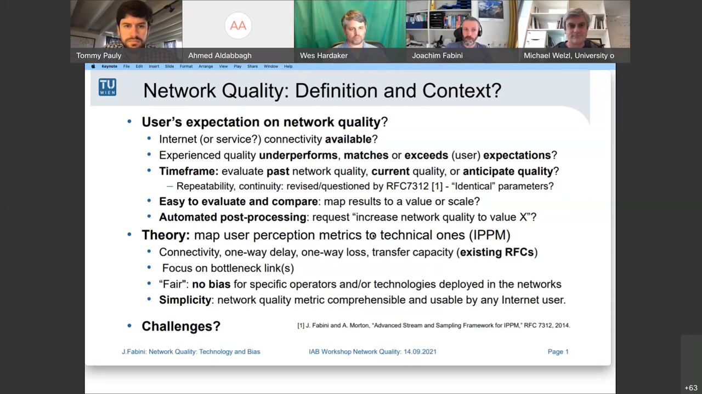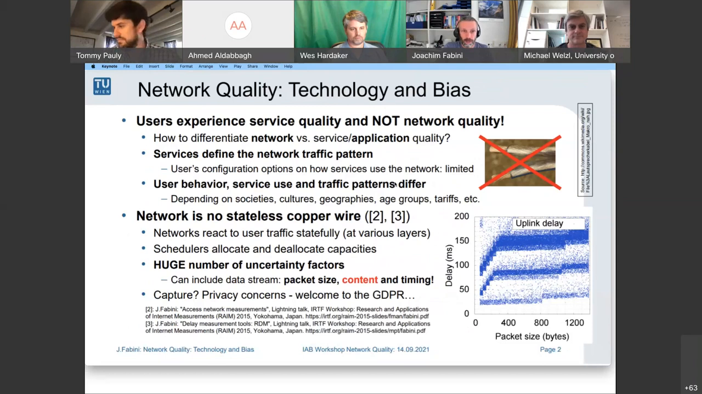In this context, I just mentioned repeatability and continuity, two terms of the IP performance metrics framework that have been questioned by RFC 7312. I'm searching for a metric that can be used to evaluate and compare results and perhaps also automated. In theory, it sounds pretty straightforward. So we have connectivity, delays, jitter, losses, transfer capacities, existing RFCs that we put together, glue together somehow. We try to exhibit no bias for specific operators and technologies and try to put some simple metric together. Unfortunately, it's not that simple for two specific reasons.